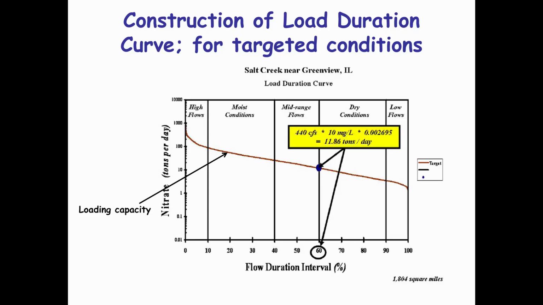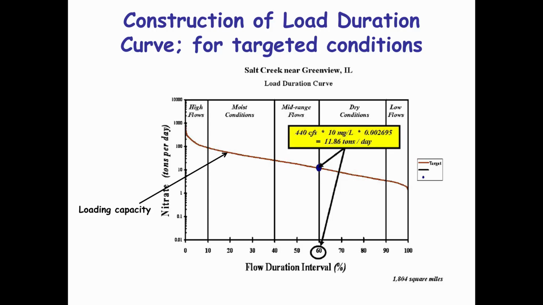The numbers that are used to derive this curve are taken directly from the flow duration curve. The flows at any given percent level are multiplied by the water quality target, and then a conversion factor is used to give the correct units for the load. So here the percent levels that are derived from the flow duration curve are plotted against the load, in this case for nitrate, of tons per day.